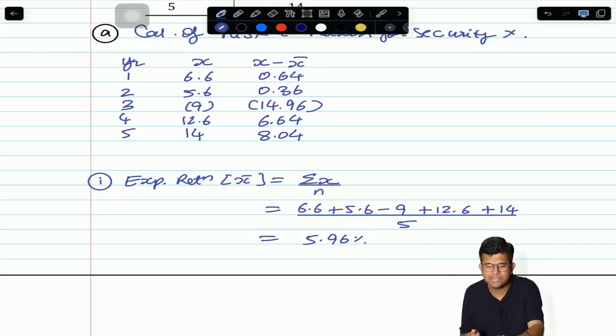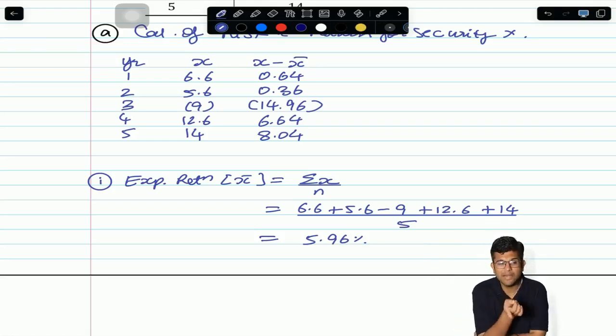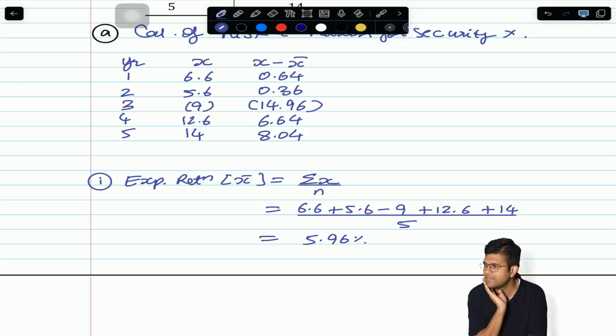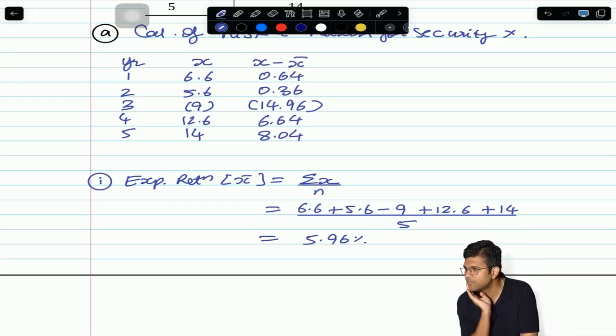The question is, I am telling you the share will give 5.96 in future. You are asking me, sir, this share can deviate from 5.96 also, no? I am saying yes, anything can happen. Sir, by how much will it deviate in future from 5.96? I am saying, I don't know that, but I can tell you in the past how much it has deviated. Are you able to understand now?